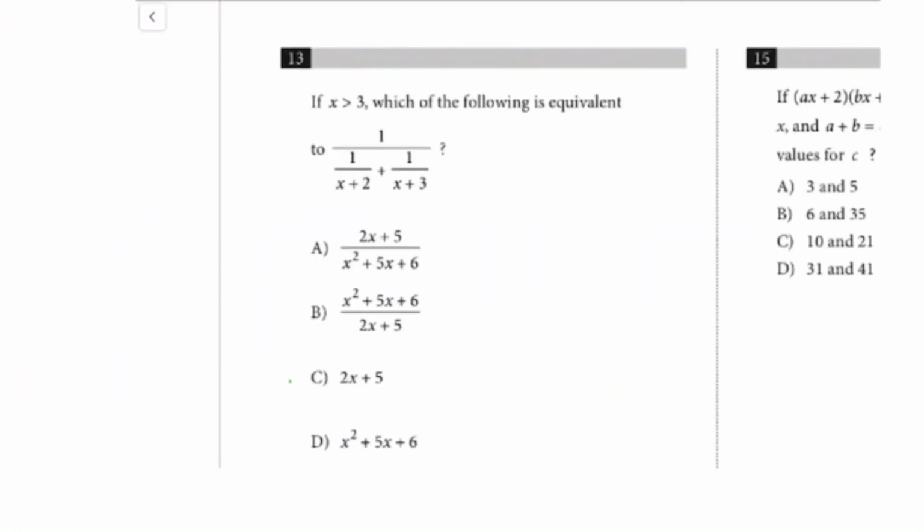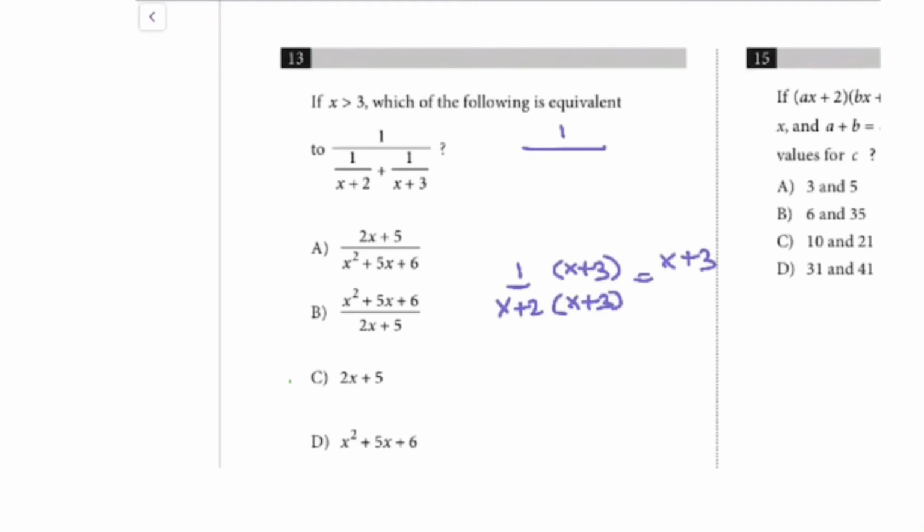Question 13. If x is greater than 3, which of the following is equivalent to... I'm not going to read this out because I'm going to butcher it. Okay, so how do we solve this? First, I'm going to add up the fractions on the bottom. So to add fractions, we know that they have to have a common denominator. So I'm going to convert my 1 over x plus 2. I'm going to multiply by x plus 3 in both the numerator and the denominator.